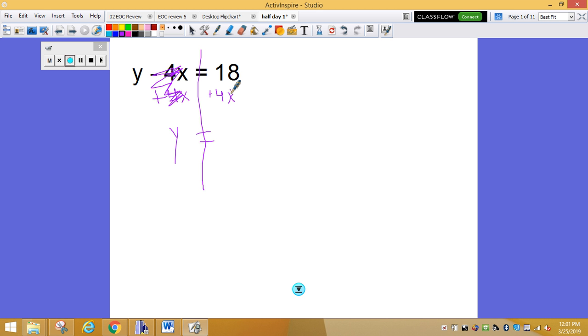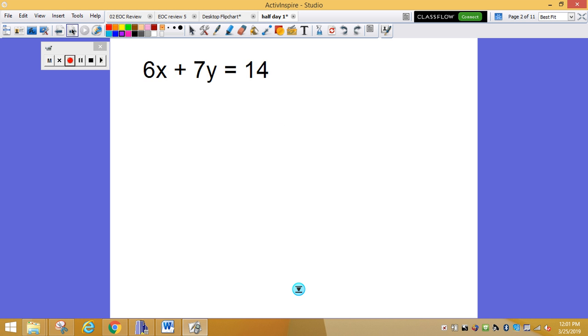Over on this side, if you remember, we've practiced, the x needs to come first. So I'm going to put my 4x first. And it's a positive 18, so I'm going to put a plus 18. And that is your answer for the first one. We're just moving that 4x. All right, let's look at the next one.